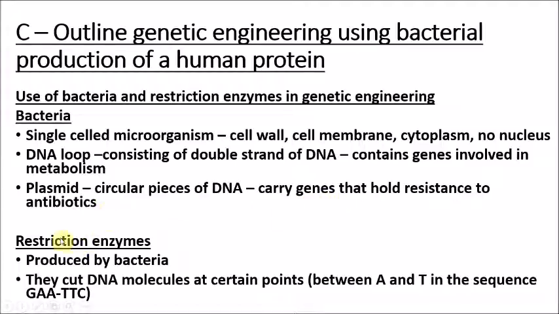Another thing we need to talk about is restriction enzymes. These are enzymes that are produced by bacteria, and they're really good at cutting DNA molecules at certain points. It actually cuts them here between the A and T bases in the sequence. We'll talk more about these later.